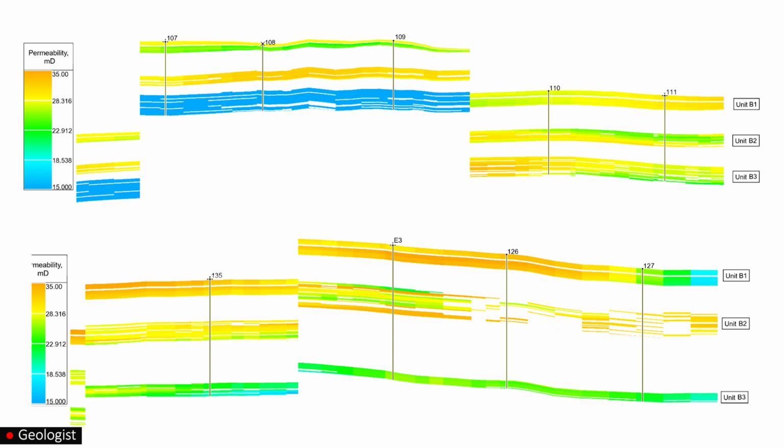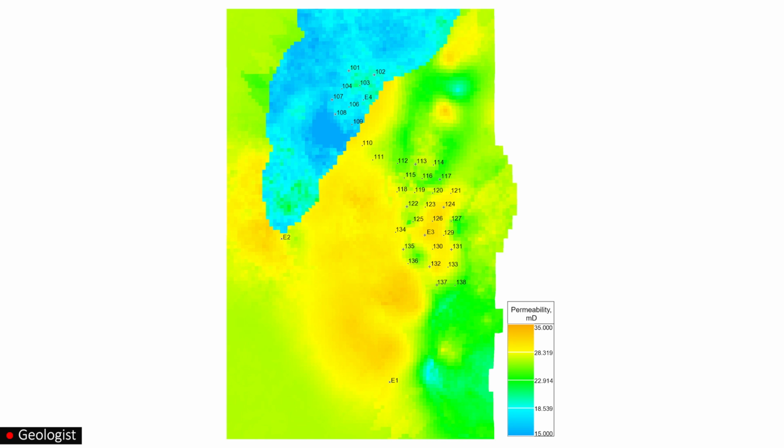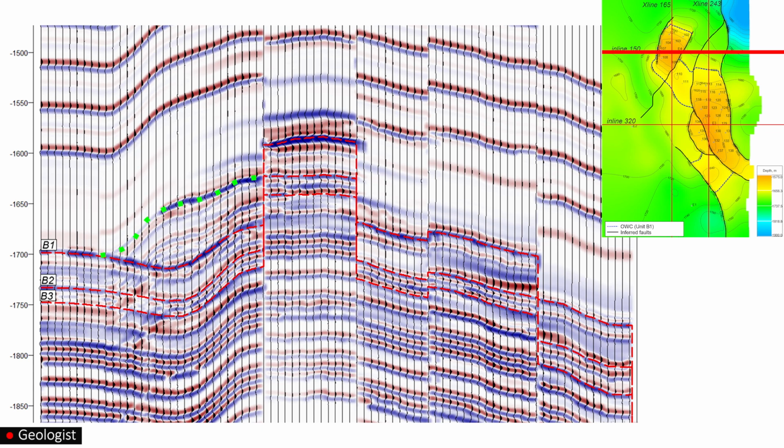Also, these layers have different permeability. Here is a map of average absolute permeability, and it is evident that in the north of the reservoir permeability is lower. A seismic section has been provided, and by analyzing this section, the cap of B1 was probably incorrectly determined along line 150. Most likely the cap lies differently.